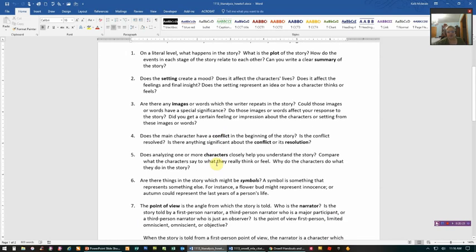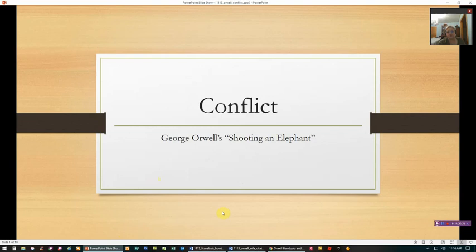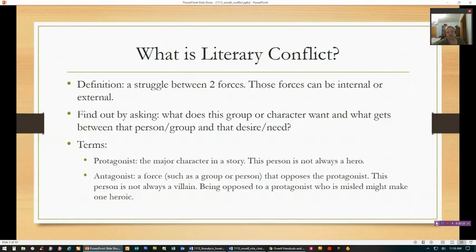The next thing, and I'm going to flip here to the PowerPoint on conflict to discuss conflict. So you can open that up. So this is specifically a presentation about conflict for this story. So when we're looking at literary conflict, I mean, conflict is war, right? It's a battle of some kind. In literature, we're looking at a struggle between two forces, right? And usually conflict is considered from the point of view of the main character, the protagonist. So I've got some definitions there.